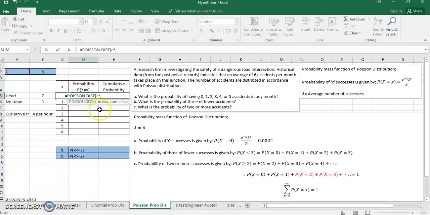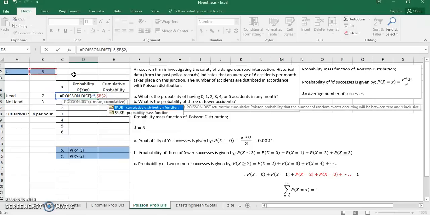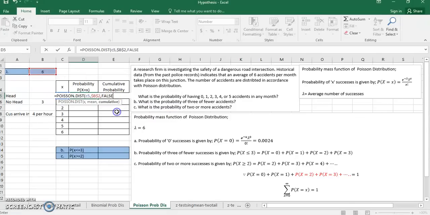Then I'll select the mean, that means average, which in this question is given by lambda, equal to 6. I'll freeze it because I'll be using it throughout. I have already discussed in the binomial distribution function that I need an exact match, so I'll type in Excel 0, or I can simply double click on FALSE, because I want an exact match. That means x is equal to 0. And I hit enter.